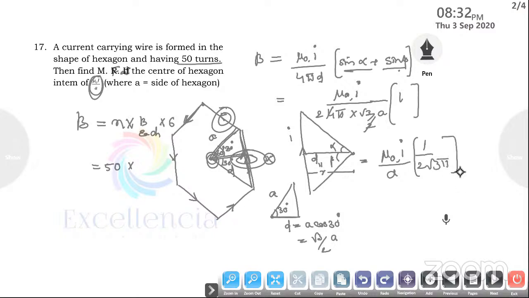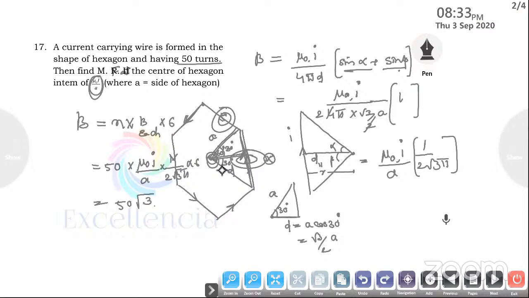Fine. Now substitute this B value because of each side, it will go over here. This will be mu naught I by A into 1 by 2 root 3 pi into 6. So we end up with the answer which is simplified. Simplification you can do now. The main concept is important here.